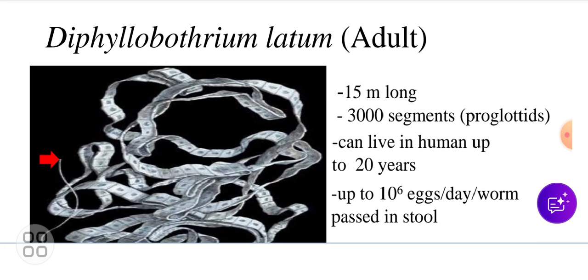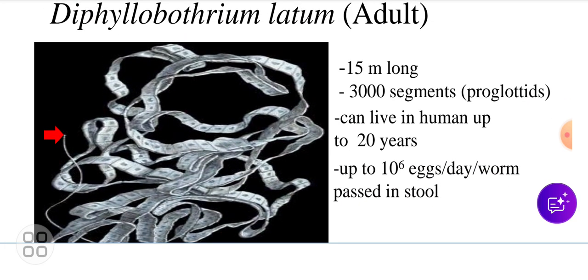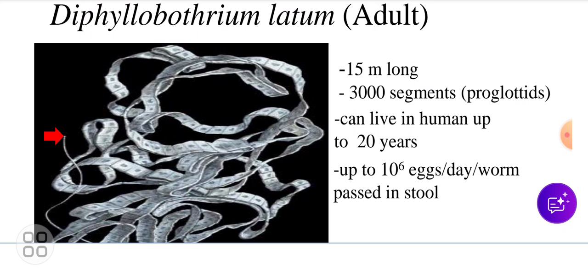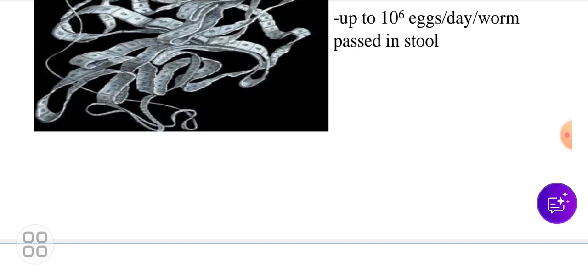Now let us see the adult worm. It is a long worm, about 15 meters long, containing about 3,000 segments. Also, the segment is known as proglottid. This worm can live in the intestine of humans for up to 20 years. It releases a high number of eggs per day, about 1 million eggs per day, passed in stool.